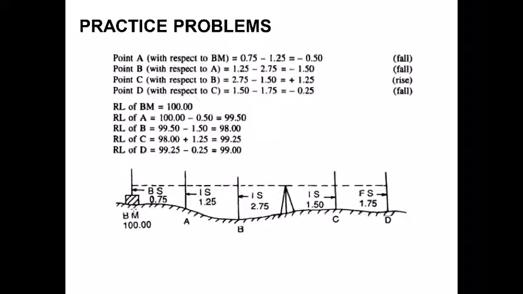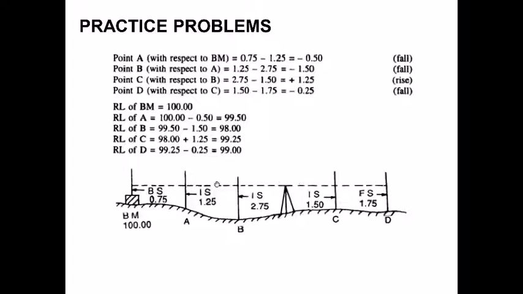As the benchmark is 100, the first reading is taken at the benchmark. That is the backsight, and it is 0.75. The second reading is taken at the point A, which is the intersight, and it is 1.25. The difference between the backsight and the intersight is negative 0.5. That means there is a fall. So you subtract 0.5 from 100, which gives you the reduced level of the point A, which is 99.5. Now we forget about the first point. Now we have the reduced level of the point A, and this is our new benchmark.